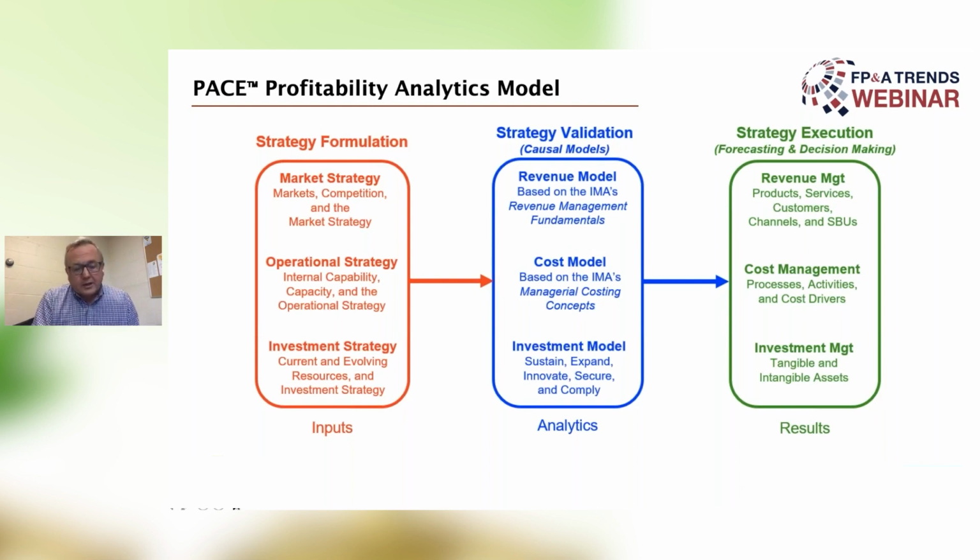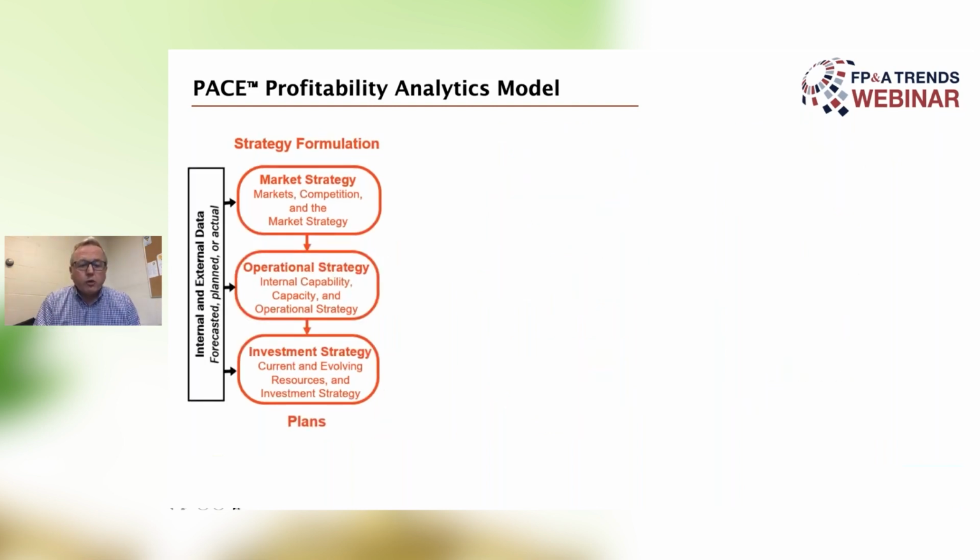On the next slide now, you'll see the strategy formulation framework being emphasized, with internal and external data used to forecast, plan, and capture actual factors related to formulating the marketing strategy for the organization, the core strategy. That strategy then informs the operational strategy, how we structure the organization, with the investment strategy put in place to support operations and marketing strategic goals.